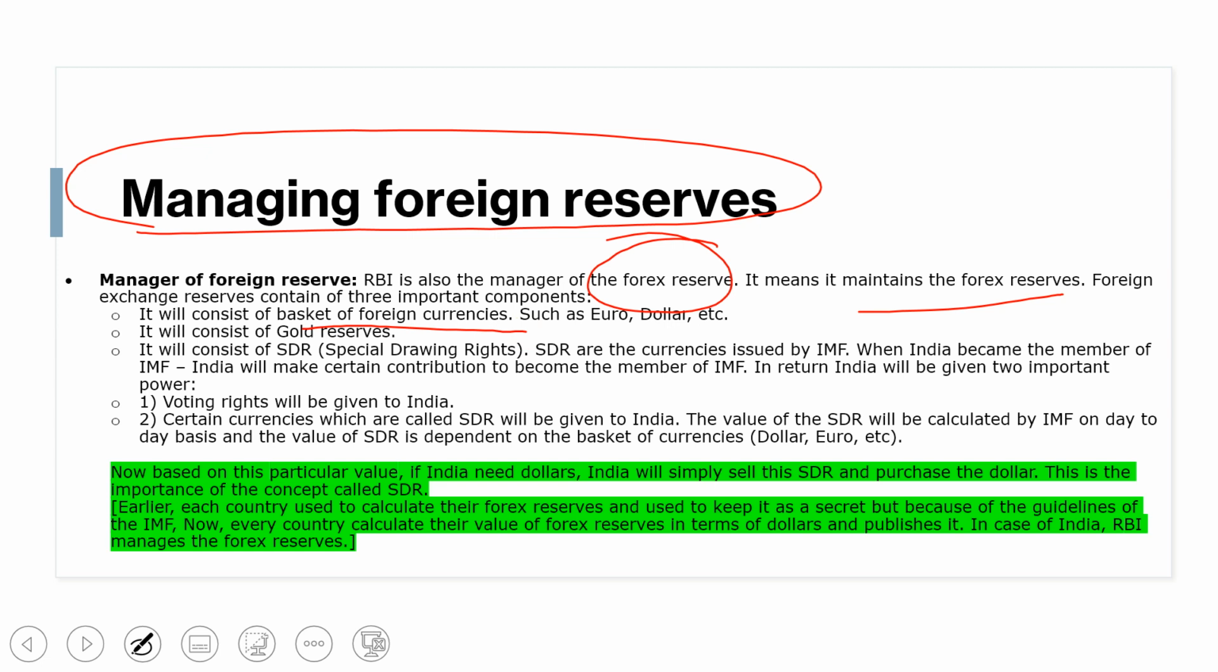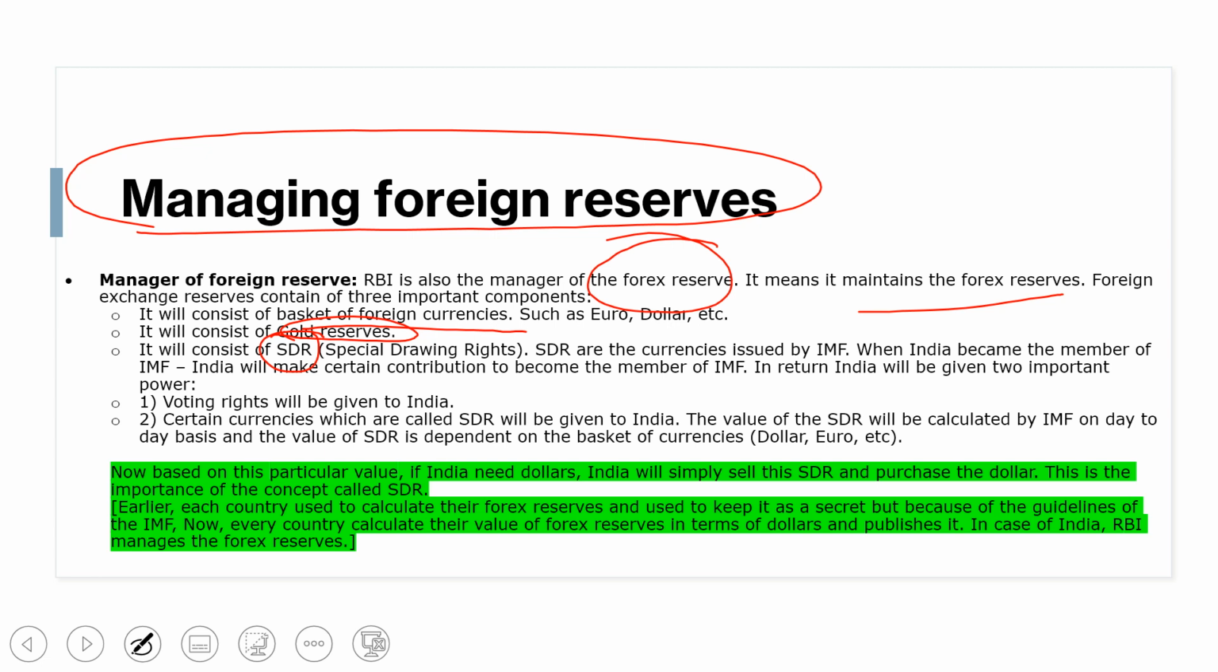Another, it will consist of gold reserves. Gold reserves are also a crucial part, stored in case of an emergency loan from another country or the World Bank and all. This can be used in an emergency situation. So gold reserves are also maintained by the RBI. And third, it will consist of SDR, special drawing rights. Understand this term, it is very important. Focus here. What is SDR? It consists of special drawing rights.